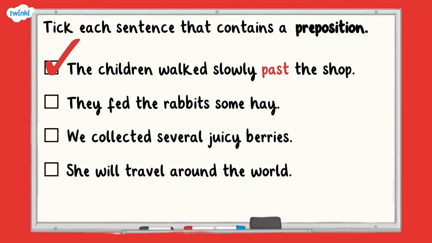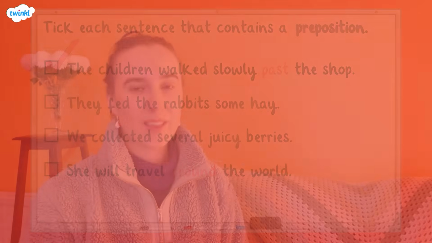The children walked slowly past the shop contains the preposition past. She will travel around the world contains the preposition around. Well done if you spotted both of these. Hoo-yah! I hope this video has helped you with understanding all about prepositions.